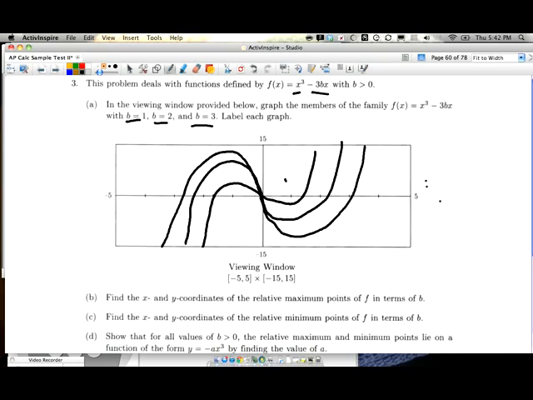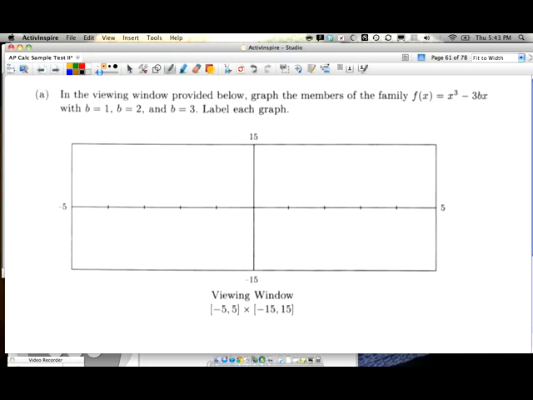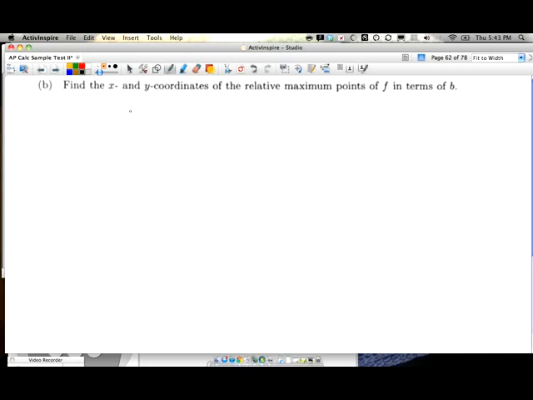So this first one, this is for b equals 1. This next one, this is for b equals 2. This last one is for b equals 3. That's part A. I actually could have done it on this page, but I did it on the first page. So let's go ahead and jump to part B.